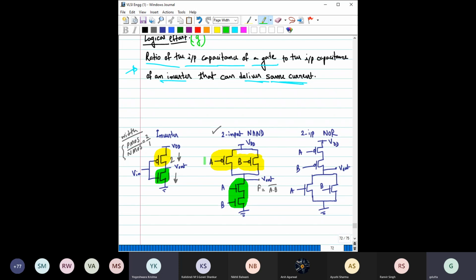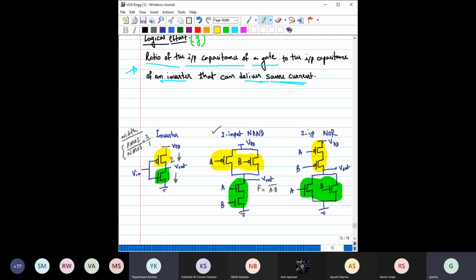Okay, let us go one step further. Here it is a 2 input NOR gate. If you design a 2 input NOR gate, the transistor level diagram looks like this only. So here too we have to design this ratio of P and N transistors such that together this combination will give equal resistance of this inverter. Similarly, this combination should give equal resistance of this inverter.